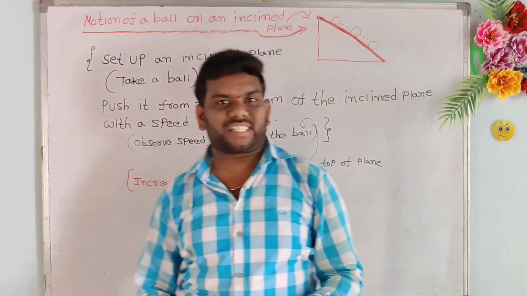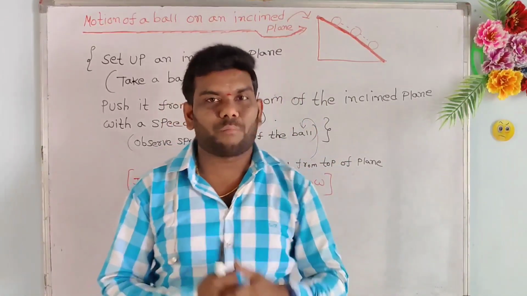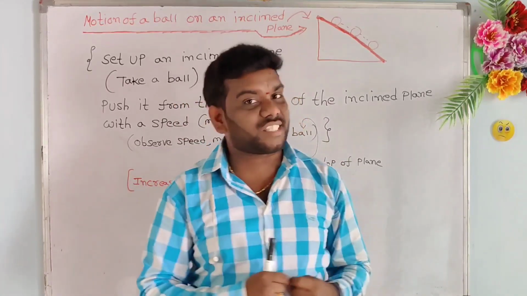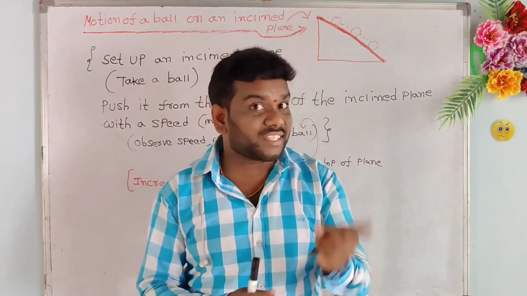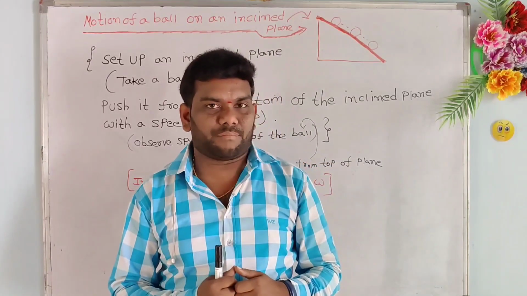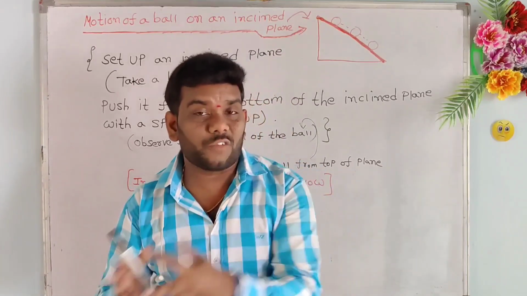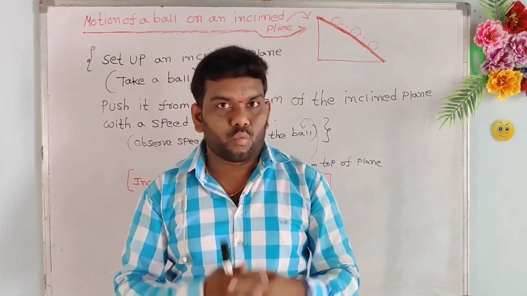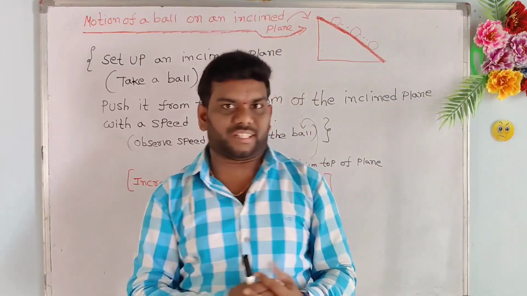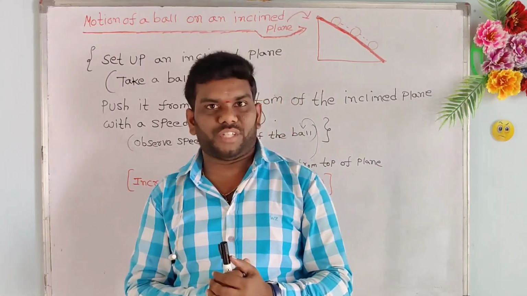Already in the previous class, I explained uniform motion and non-uniform motion. What is uniform motion? Equal distance in equal intervals of time. What is non-uniform motion? Equal distance in unequal intervals of time. That is called non-uniform motion. After that, what is the speed of the object? What is the direction of the object? What is the state of the object?